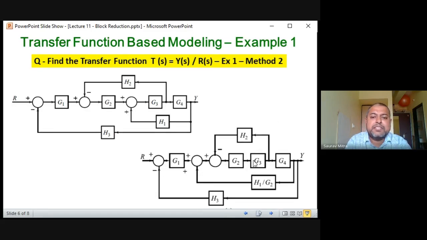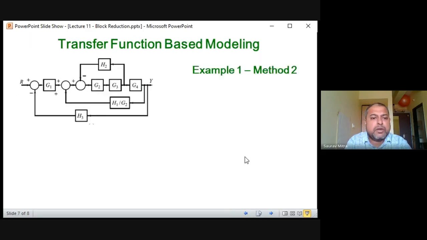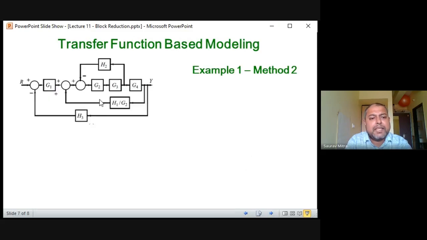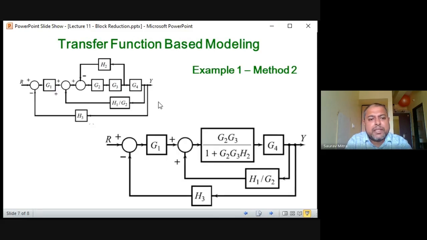Now in this case, G2, G3, H2 will be solved. This is again the previous diagram. Whatever was there towards the end, the same diagram I have taken here on the next page, and I'm solving it. There is a standard formula for negative feedback: forward gain divided by 1 plus forward gain times feedback gain. So this is G2, G3 divided by 1 plus G2, G3, H2.